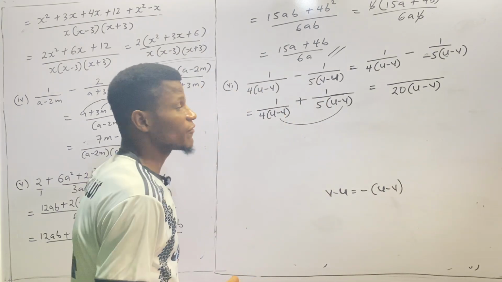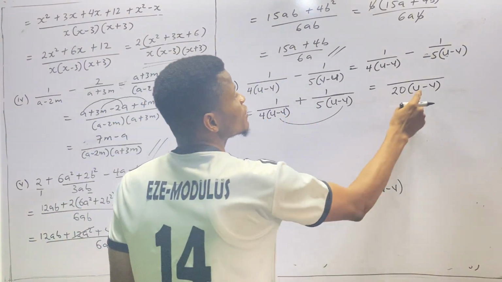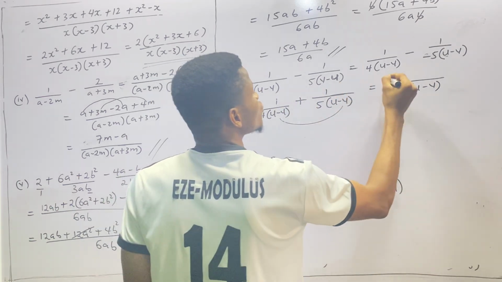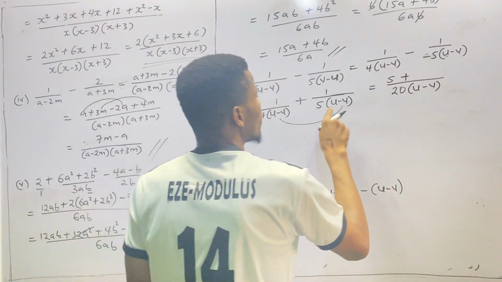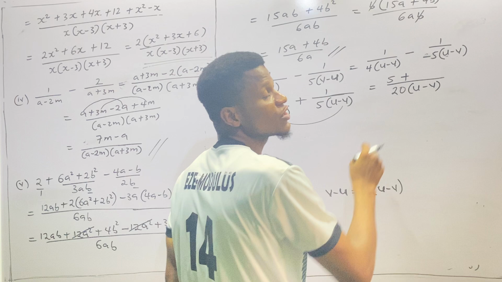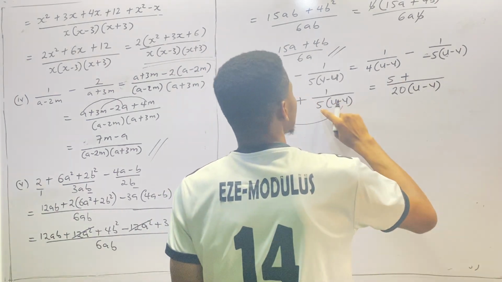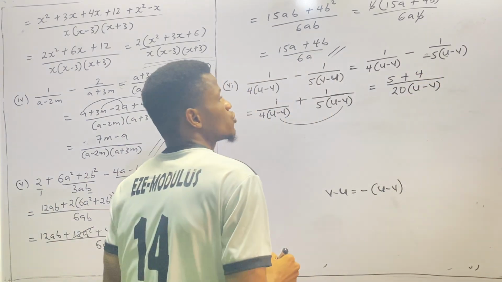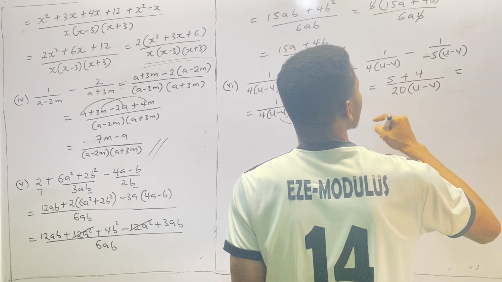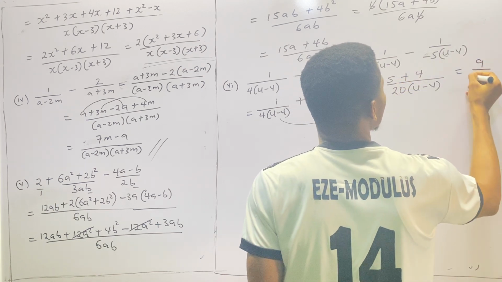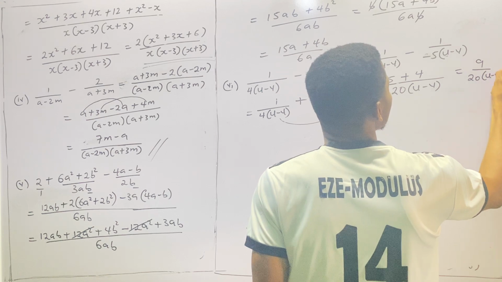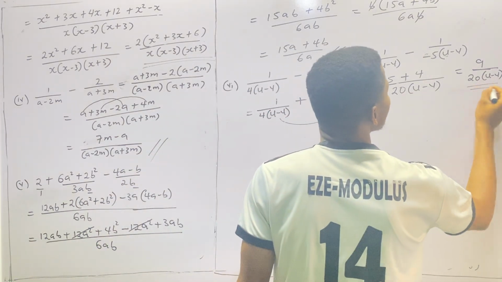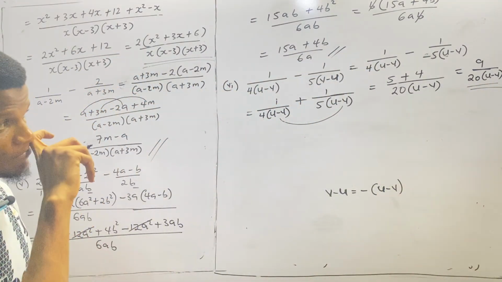So this is the time we simplify further. Of course, 4 u minus v divides this. U minus v cancels u minus v. We have 4 divided into 20 is 5. 5 times 1 is 5, plus 5 u minus v divided into 20 u minus v. U minus v cancels u minus v. 5 divided into 20 is 4. 4 times 1 is 4. So this will be equal to 5 plus 4, which is 9, over 20 u minus v.